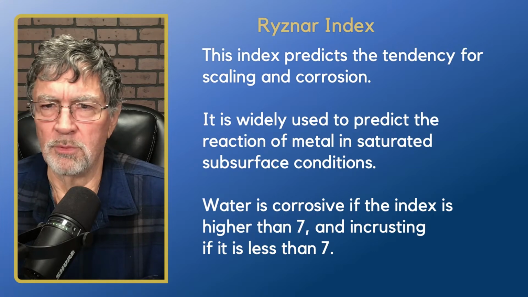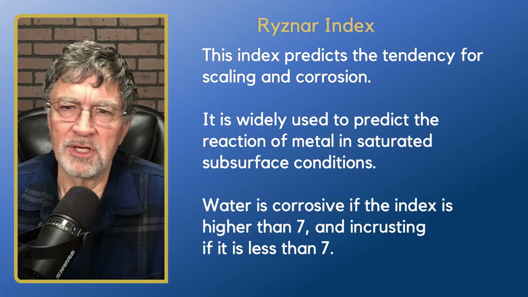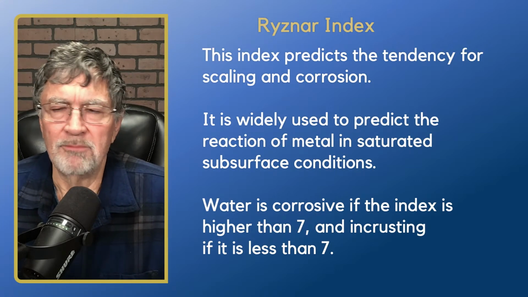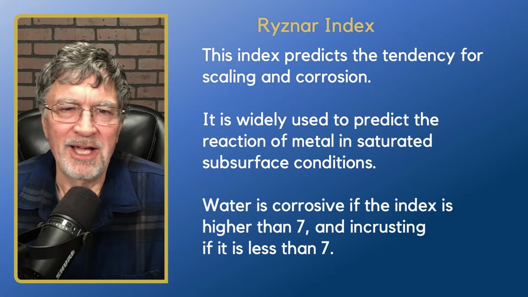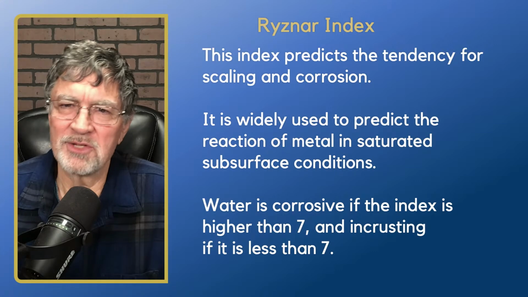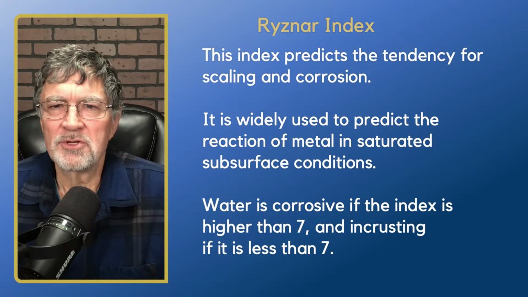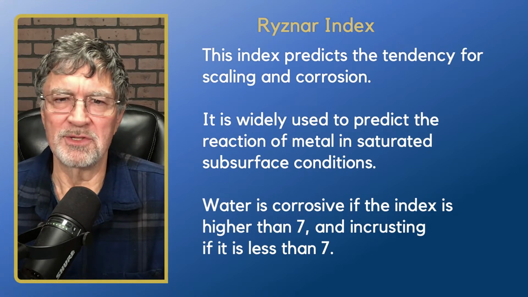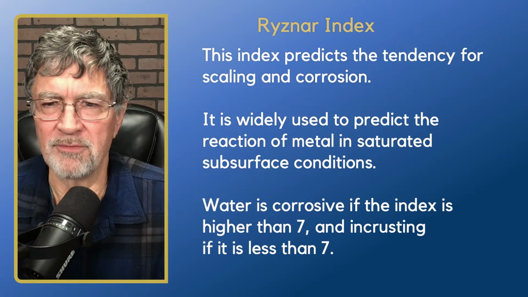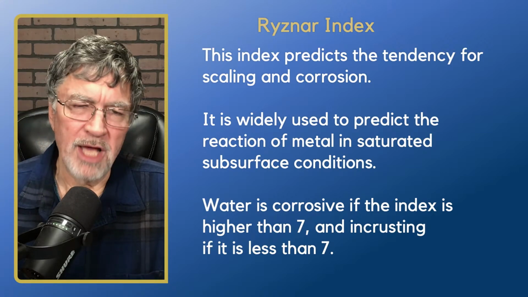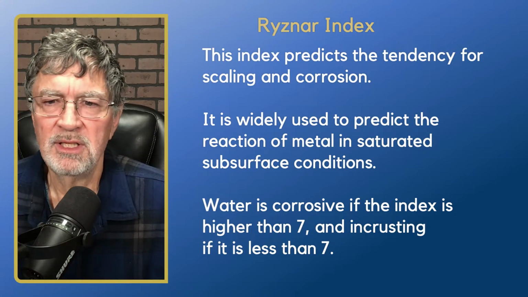Now, I talked about some other indexes that do the same thing as the LSI. One of those is the Ryznar Saturation Index, or Ryznar Index for short. RSI is what it's called. So you got LSI, RSI, and the other one is the aggressive index, or AI, that I'm not going to talk about here. So the Ryznar index predicts the tendency for scaling and corrosion, just like the LSI. It's calculated a little bit differently. It is widely used, although the LSI is probably the most commonly used one.